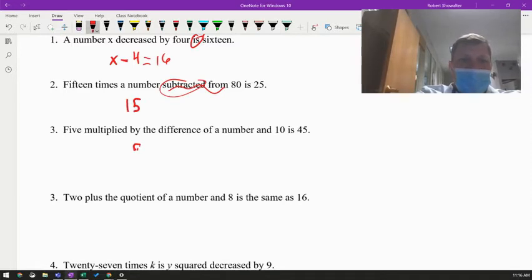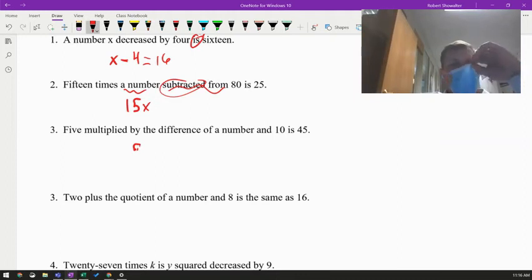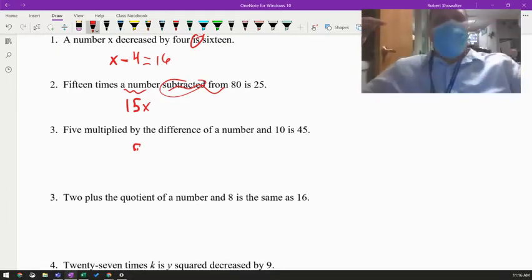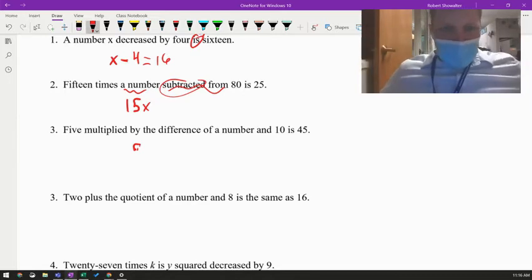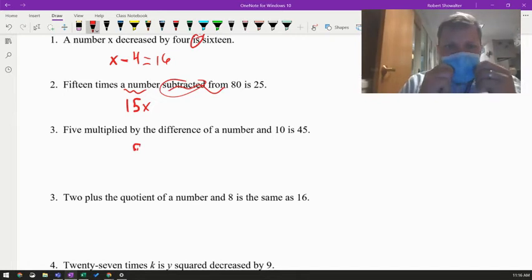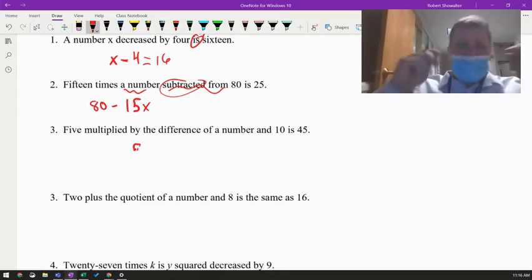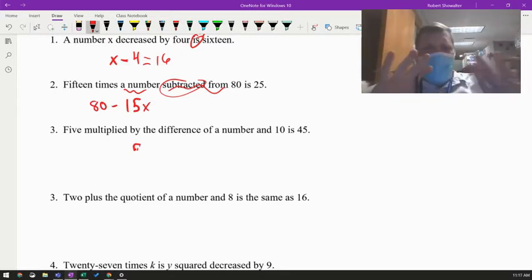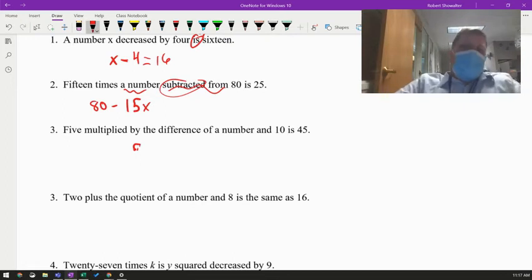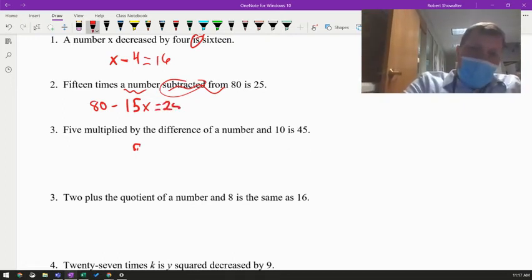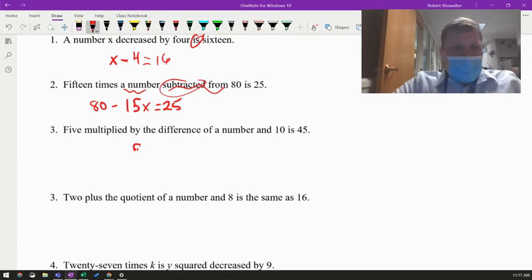15 times the number, we'll give it a variable x. Subtracted from 80. So we're thinking subtraction, but what's being subtracted? Is it the 80 that's being subtracted, or is it the 15x that's being subtracted? 15 times the number subtracted from 80 means that the 15x is actually the thing being subtracted. 80 minus 15x. You see that? It's kind of like a reverse thing going on there. Is equal to 25.